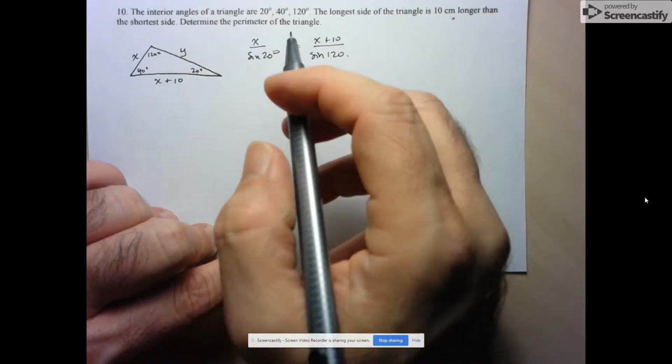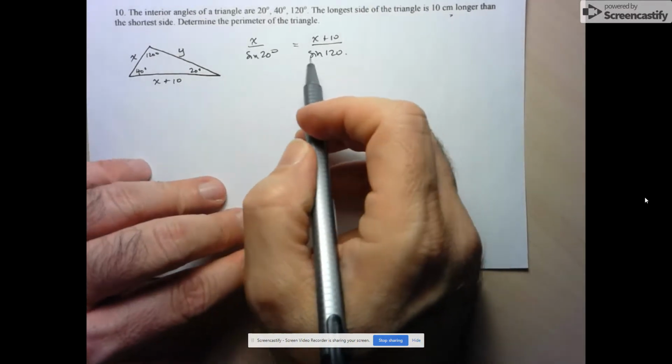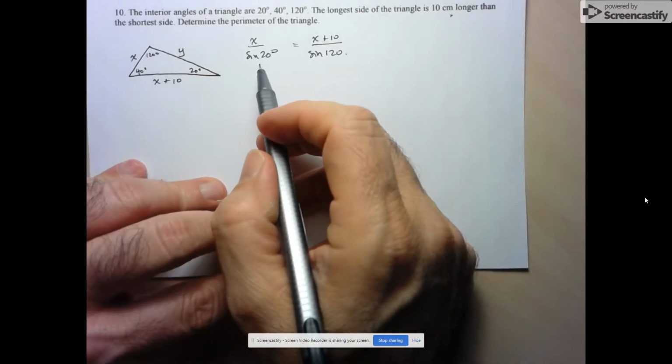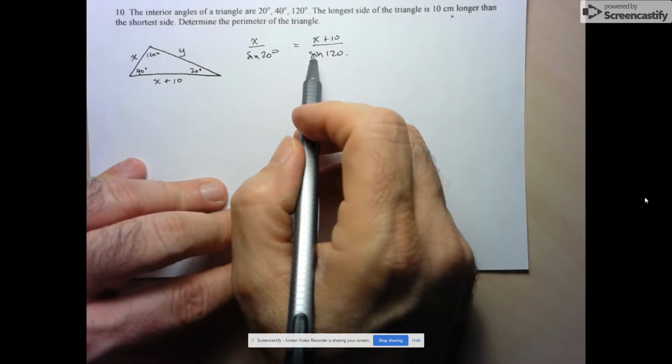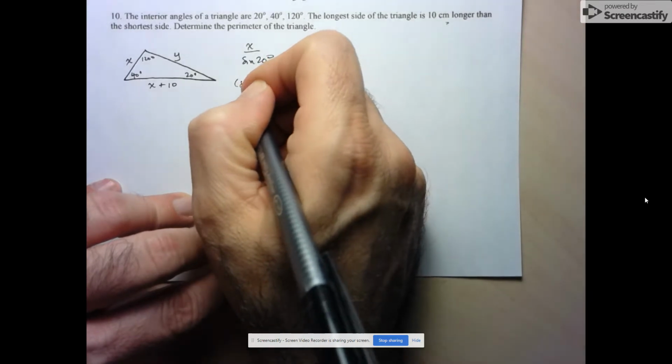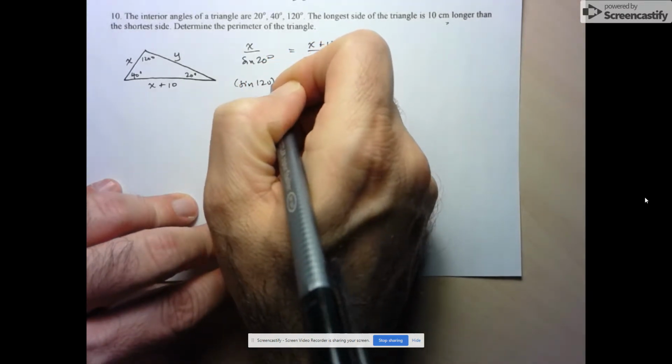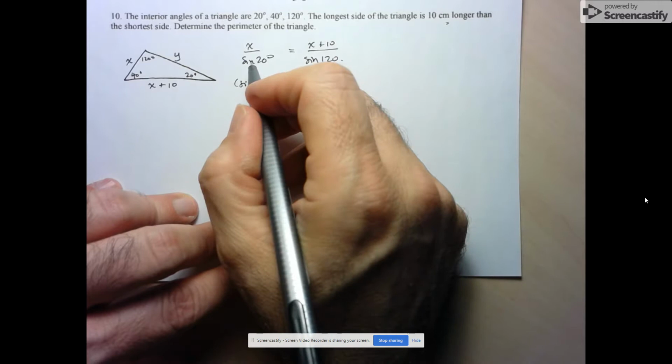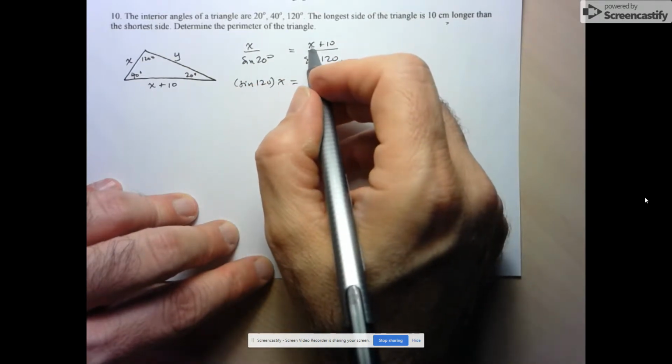So I've got an equation. I have these expressions in the denominator. I would prefer not having them in the denominator. So I'm just going to do a little cross multiplication. I'll multiply sine 120 to the left. Okay, so we have sine 120 times x equals, and now I'm going to multiply this to the right hand side. But you have to be careful here.